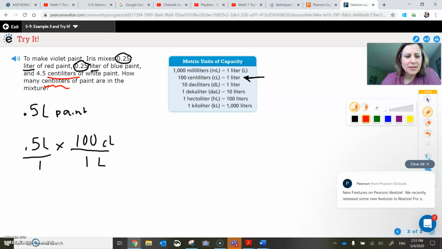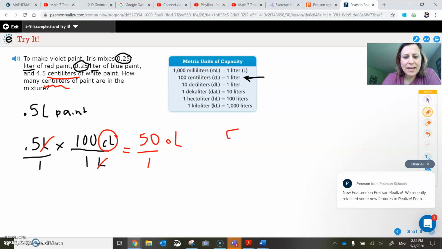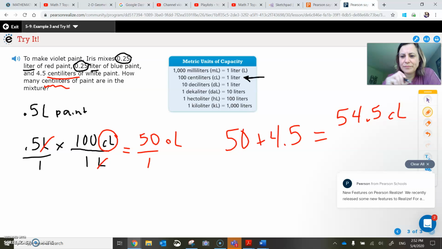So these liters cancel each other out. This guy is the only one left. If you multiply straight across, 0.5 times 100 is 50, and 1 times 1 is 1. So that's 50 centiliters. But don't forget, you have to add in the 4.5 that we had of white paint. So that's a grand total of 54.5 centiliters of paint. That's it.